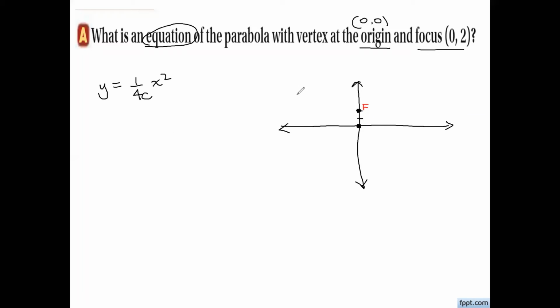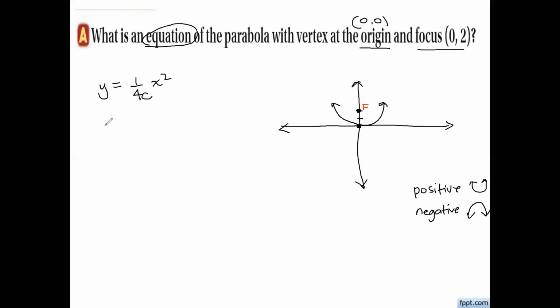How can we know if it opens upward? Remember, our a is a positive number. If we have a positive number, it opens upward. And if we have a negative number for a, it means our graph opens downward. I'll extend my graph like this.